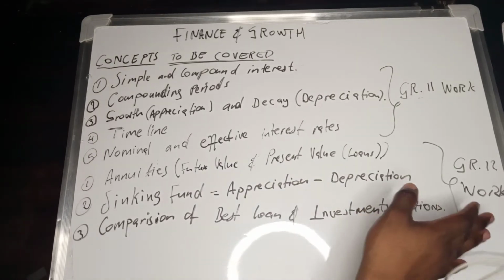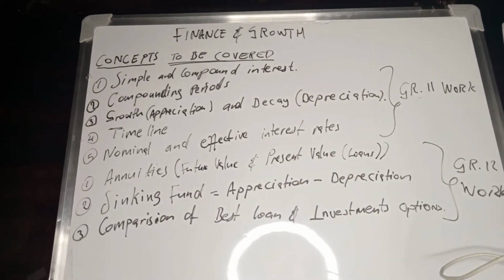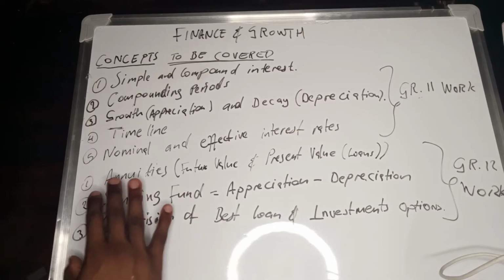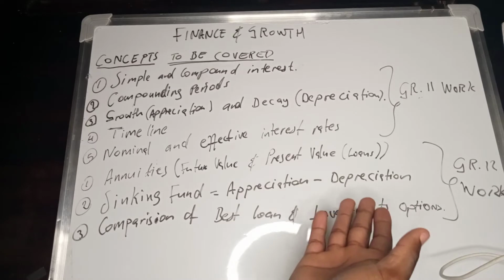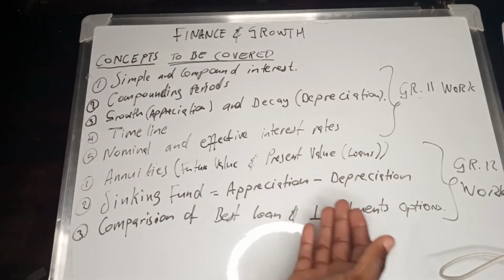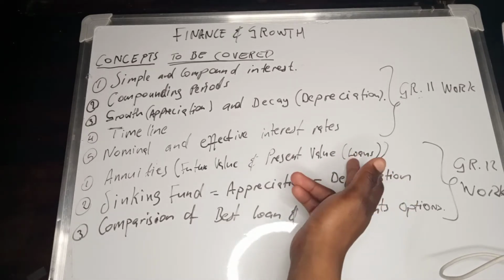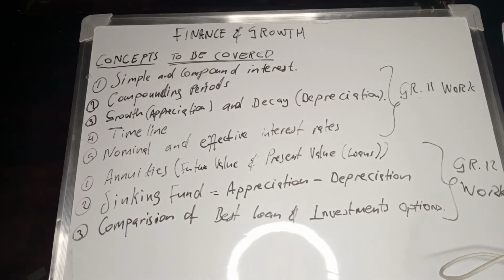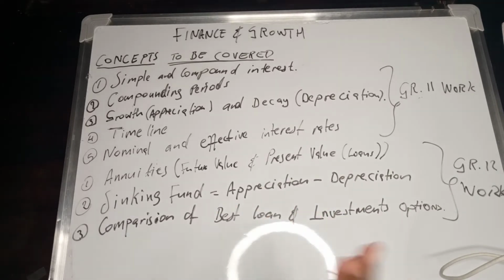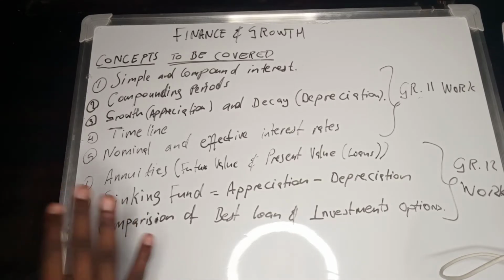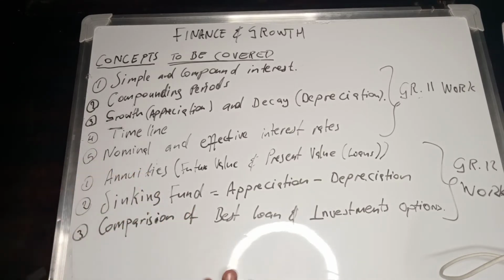Then about the grade 12 work, we're gonna cover annuities, meaning the future value and the present value, which means loans and all of those kind of examples we're gonna be doing. We're going to be talking about the sinking fund. We're going to be talking about the comparison of best loan and investment options.